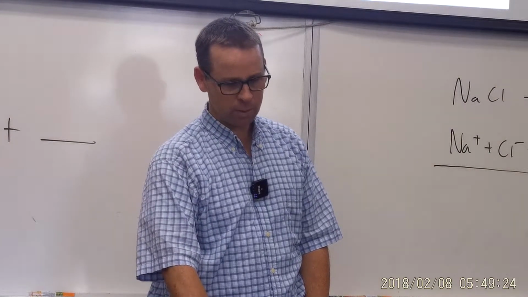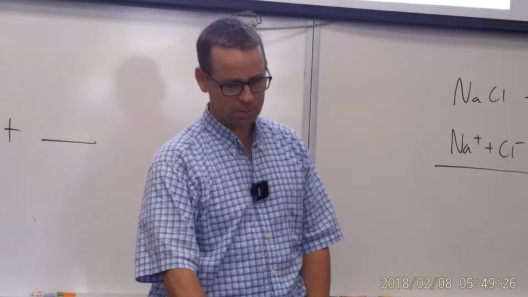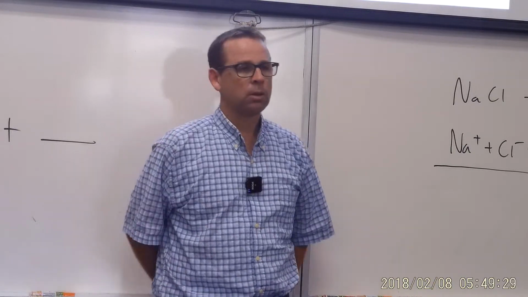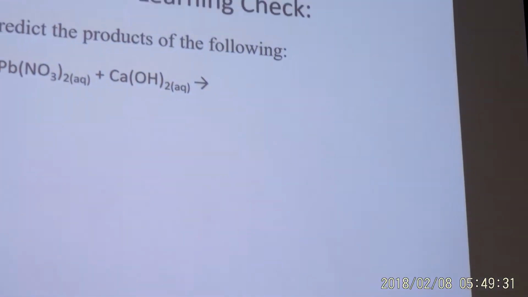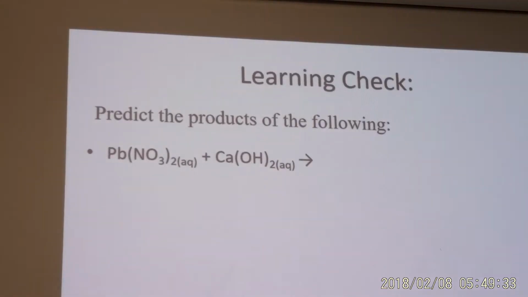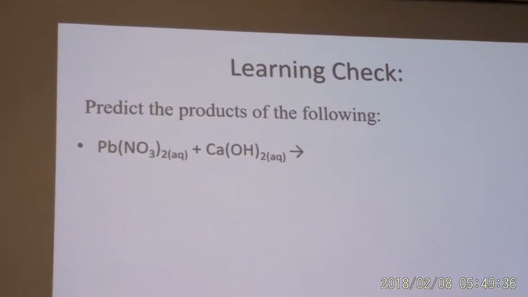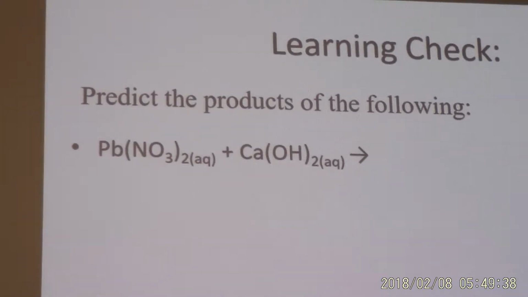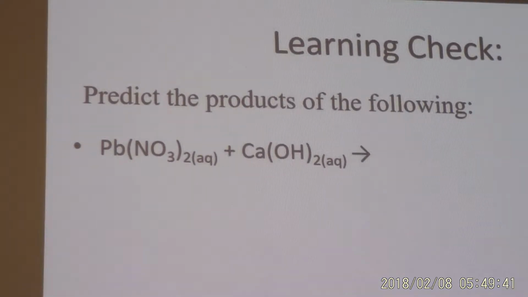So let's move forward now to some problems. Did we already do this one? 47? So here we want to predict the products, and we also want to predict if a reaction actually occurs, and what's the evidence that the reaction is occurring. Okay, go for it. 47, predict the products, and how do you know whether or not chemistry is occurring or if these things are just mixing together, right? Go for it. Use your neighbor for help.